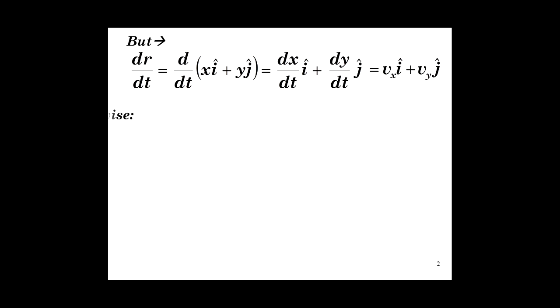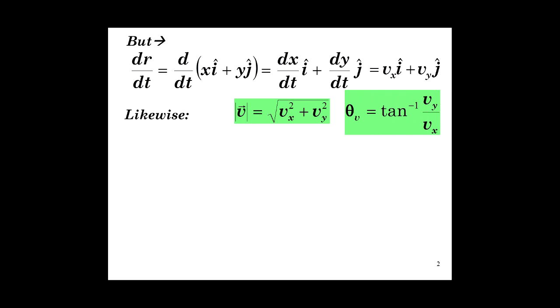Okay, so we're talking about the generalized velocity, dr/dt, which is the derivative of xi plus yj. And you treat them separately. So that's dx/dt i plus dy/dt j. Derivative of x with respect to time, i. So it's basically the horizontal and the vertical components of the velocity, vx i plus vy j. Likewise, consistent with this, the magnitude of v, in two dimensions, is the square root of the sum of the squares, and the angle of the velocity is inverse tangent of vy over vx.